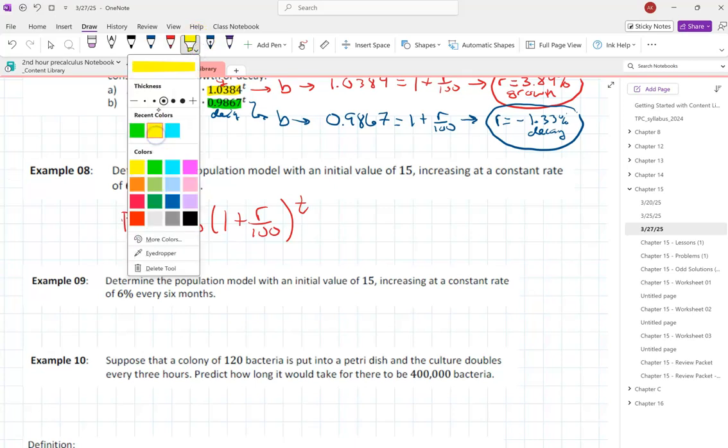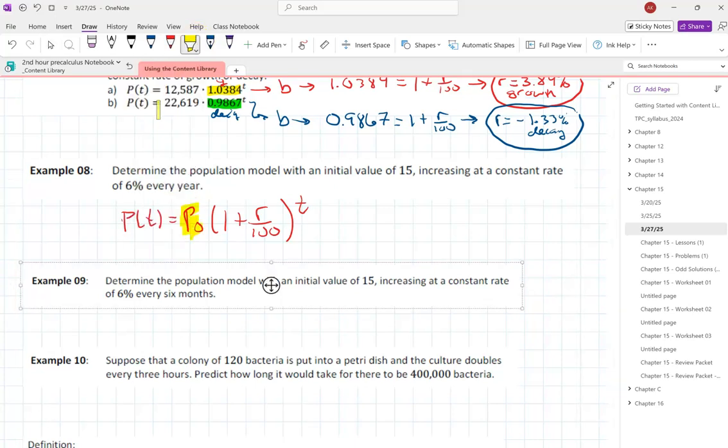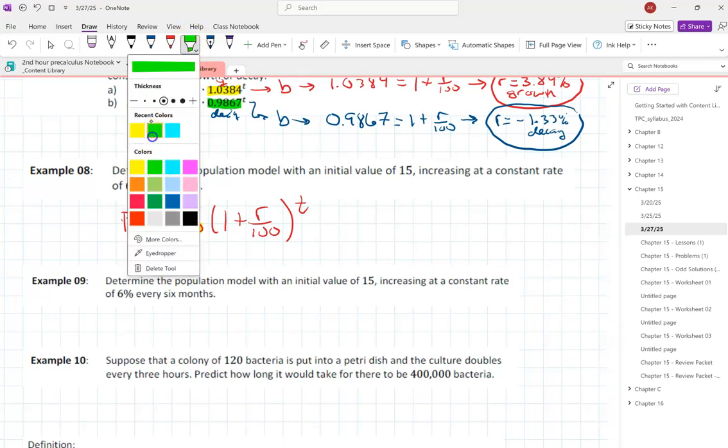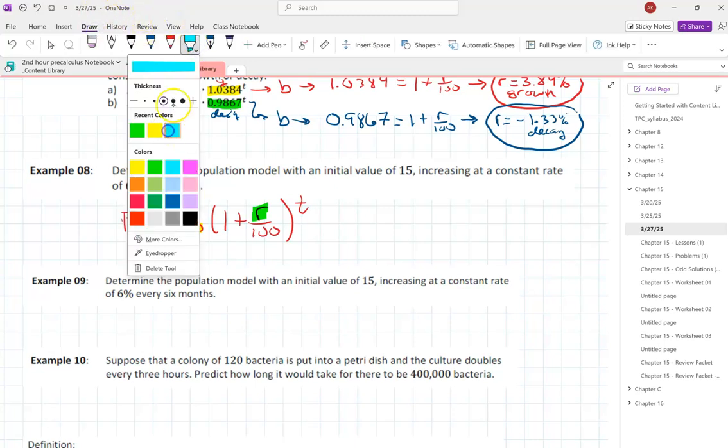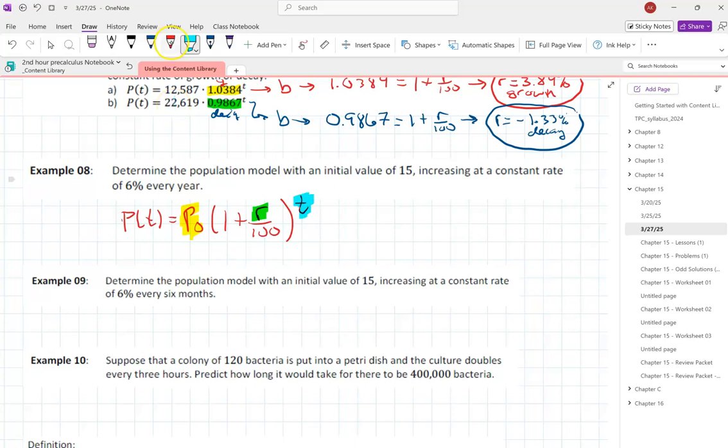So I need to fill in to this population model. I need a P naught, and then I need an R. And then potentially I have to maybe monkey around with my T. We'll decide there in a moment what we want to do about that. So let's read in our problem.